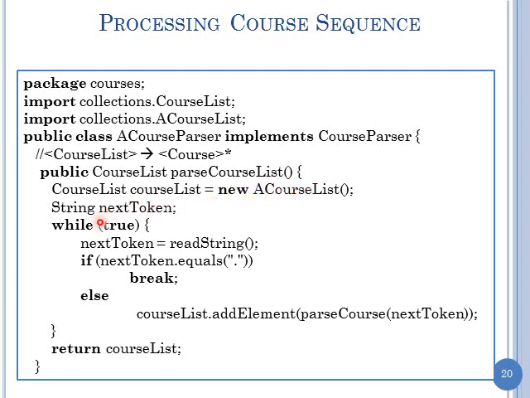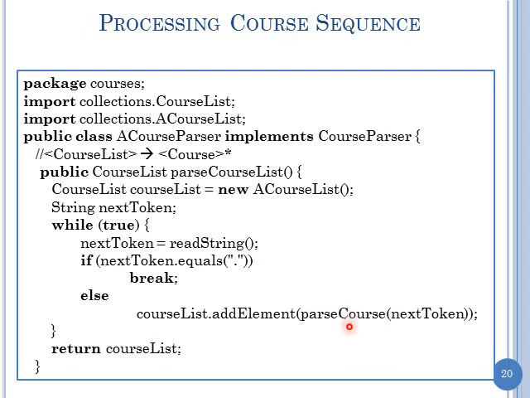Then I will say, while true, I will start consuming tokens. I will consume the next token, which is going to be my read string method, which somehow magically gets a string from the input. It says if the next token equals dot, then get out of the loop. Else, I'm going to say parse course, passing the next token to parse course.